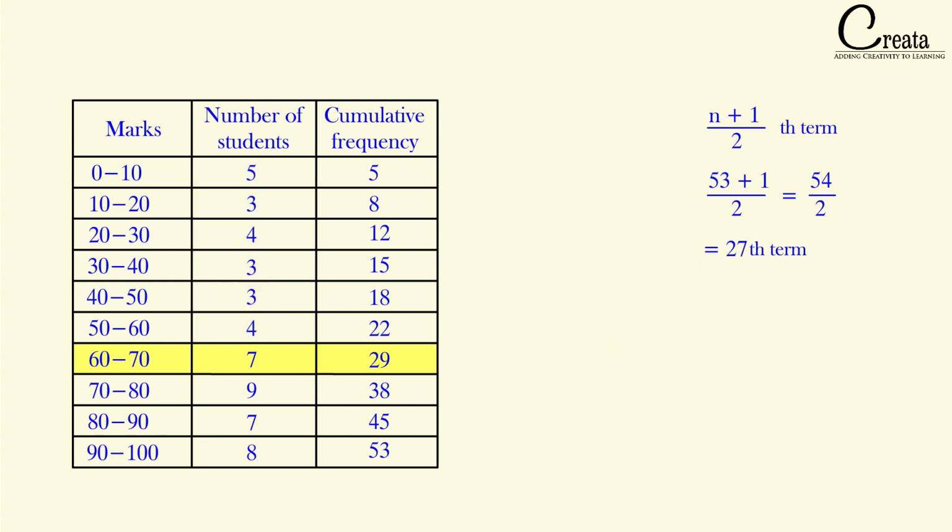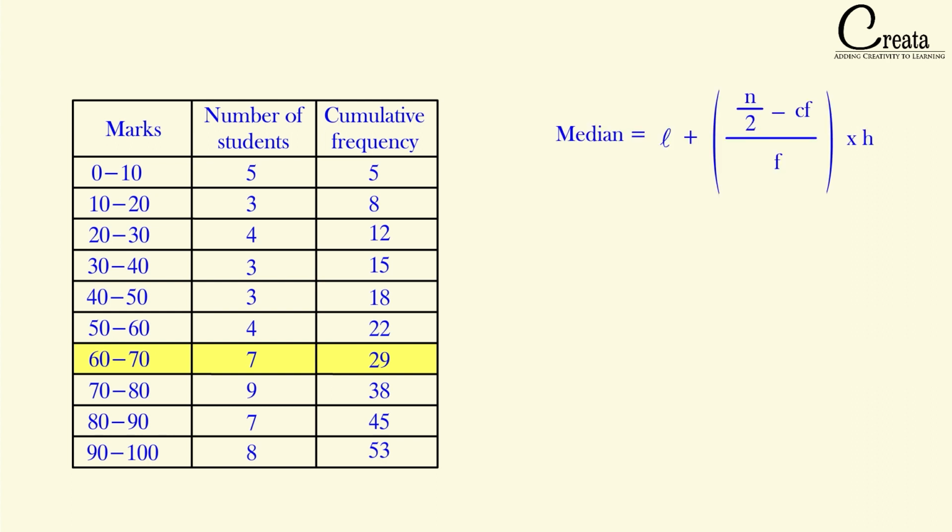If our answer after using the formula is below 60 or above 70, then you should understand that something is wrong with the formula or in the calculation. So it should be between 60 and 70. Let's see how to find the median. We have to use the formula. This is the formula. Median is equal to L plus n by 2 minus Cf upon f, into h.